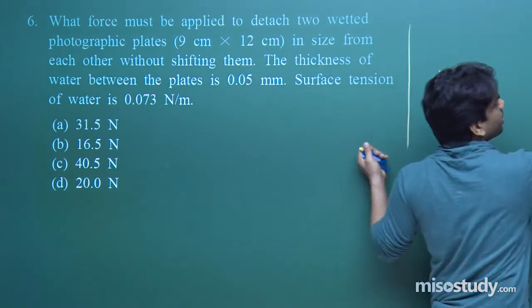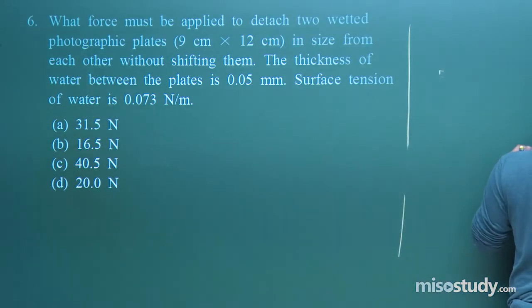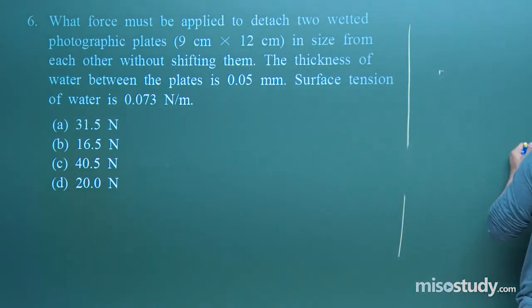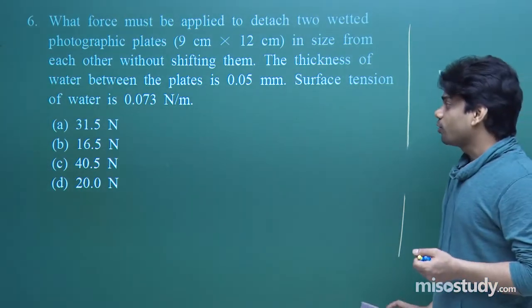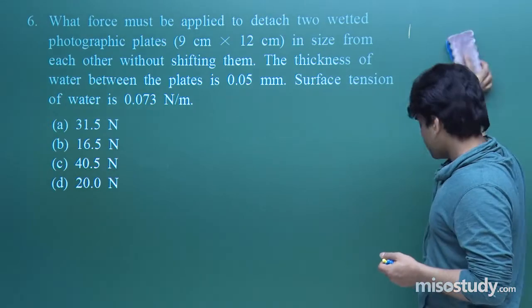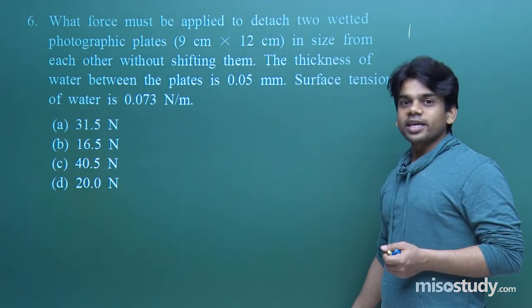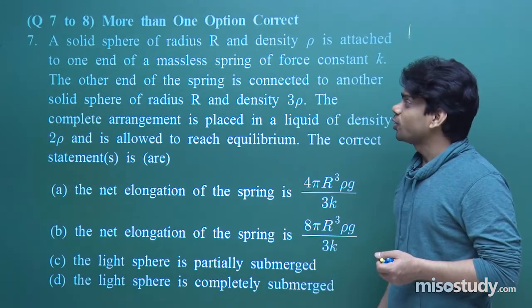And pressure will be, one more thing you must have learned: the excess pressure on the inner side of the concave portion will be equal to S by R. Remember this, that is what we have used here. Next, let's go ahead with the next question.